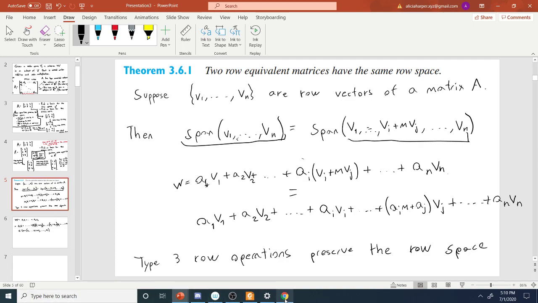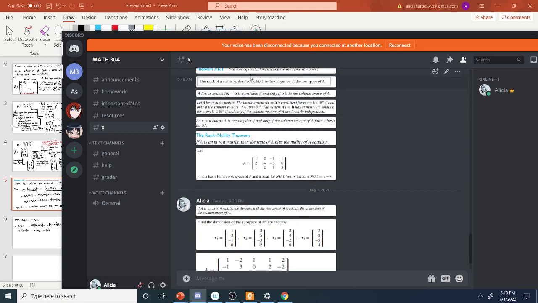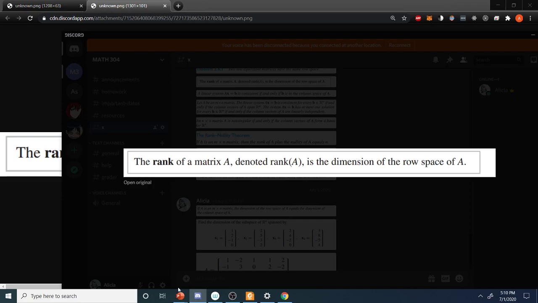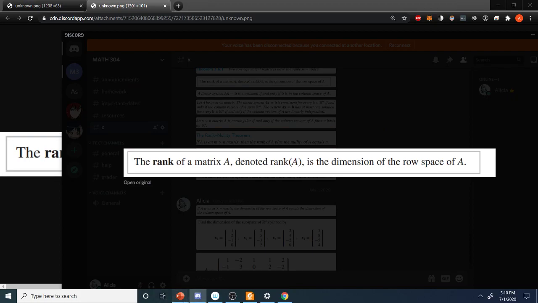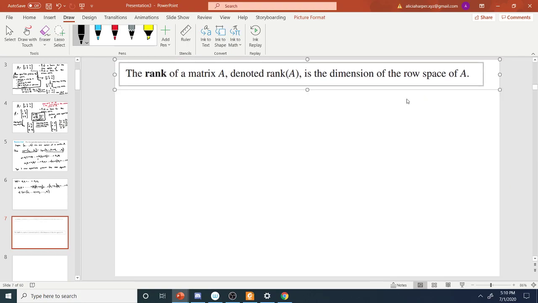And now we can look at how it implies some further results. The first thing we're going to look at is the following definition, which is extremely important. This is the notion of the rank of a matrix A, and it's the dimension of the row space of A. So what we're going to do is talk about how this works.